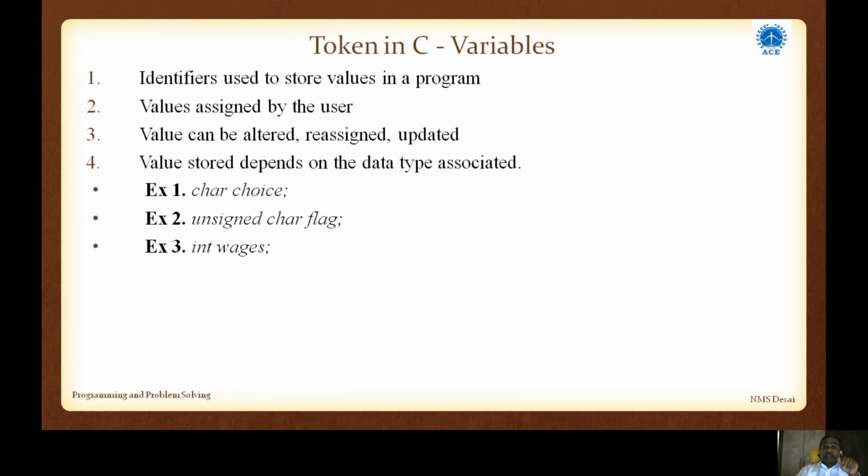Int wages. This is an integer data type. Long int prime. That means it is double the size of the integer, right? 2 words are allocated and its name is prime. Float rate of interest. This is the variable name. This is the float. See, we have followed all the conventions and rules of declaring the variables.